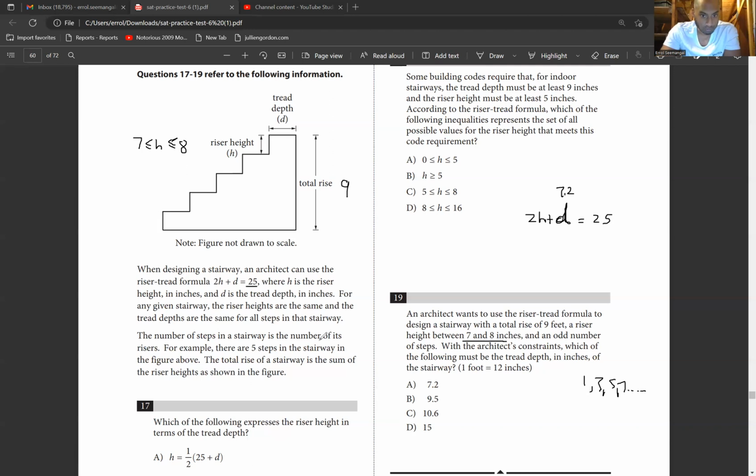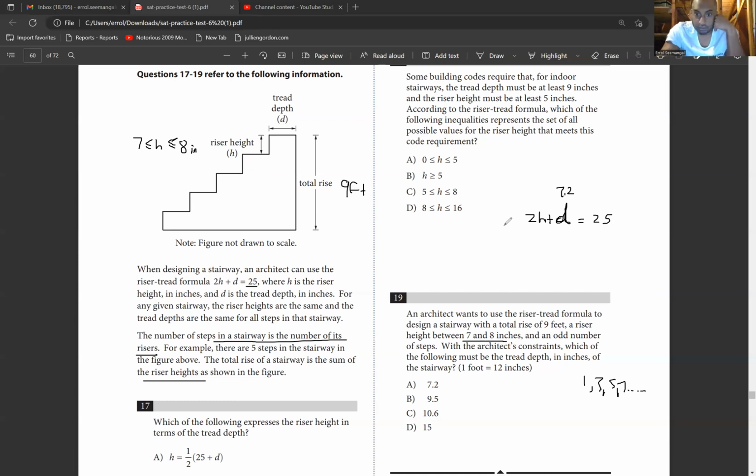Now what? The number of steps in a stairway is the number of its risers. The total rise of the stairway is the sum of the riser heights. So do we have H here? We have H between 7 and 8, right? So if H is between 7 and 8, inches. Okay, so this one is inches and this one is feet. That makes sense.